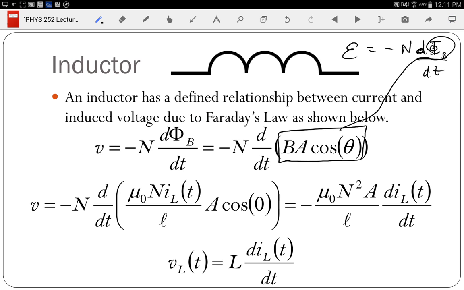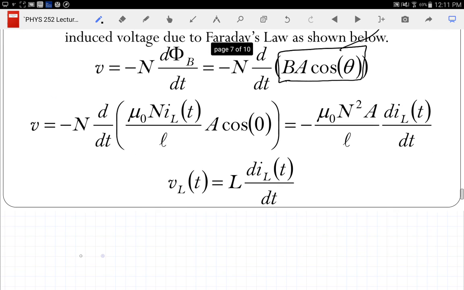Faraday's law of induction tells us about an EMF that's induced by having a changing magnetic field. Well, an inductor is a self-inductor. More specifically, an inductor is going to be created by having just a coil of wires.